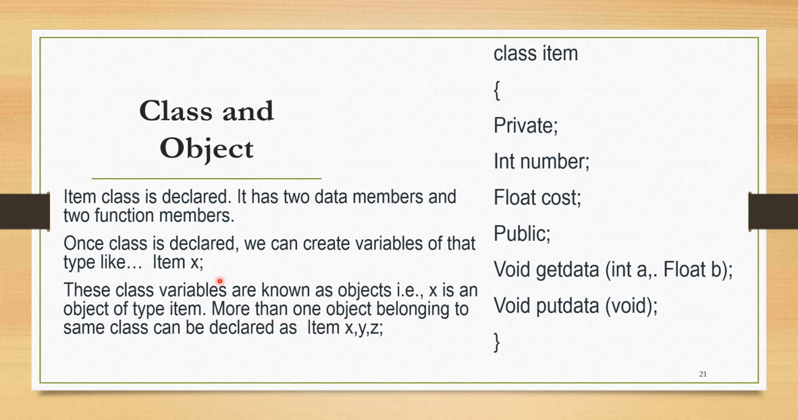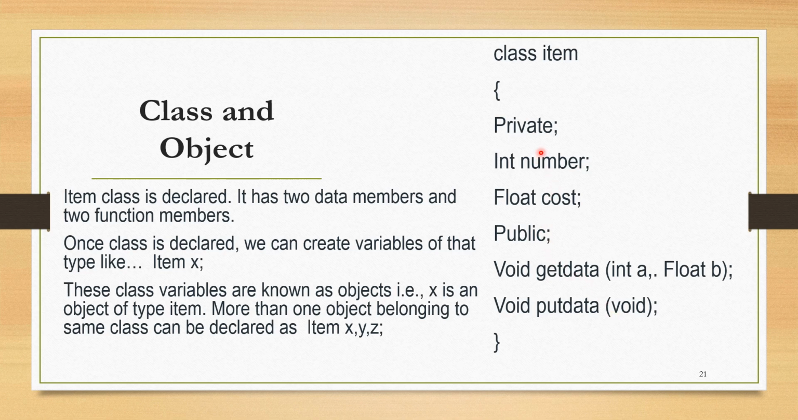You have defined the class, now we see the object, how it is. This is another class example. Previously we saw the general form of class; here we have exactly used class in C++. This class is item. In private, we defined an integer number and a float cost, so two variables. Then the functions we defined in public are void getdata with integer a, float b, and void putdata.